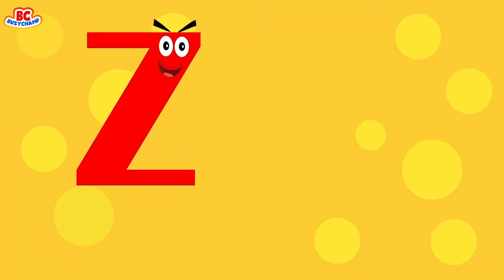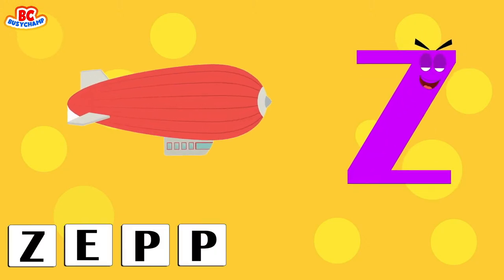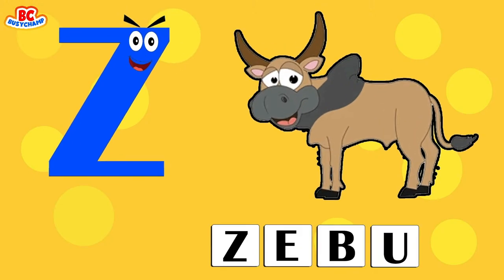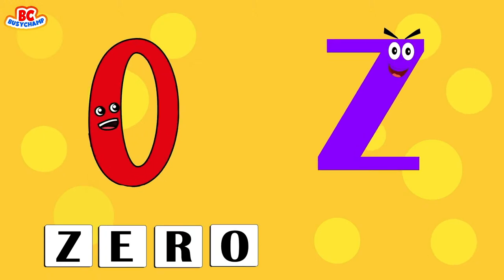Z is for zigzag. Z, z, zigzag. Z is for zeppelin. Z, z, zeppelin. Z is for zebu. Z, z, zebu. Z is for zero. Z, z, zero.